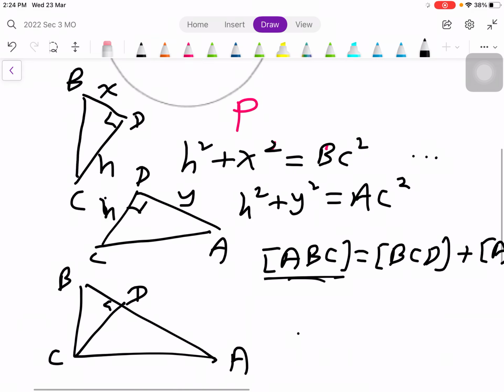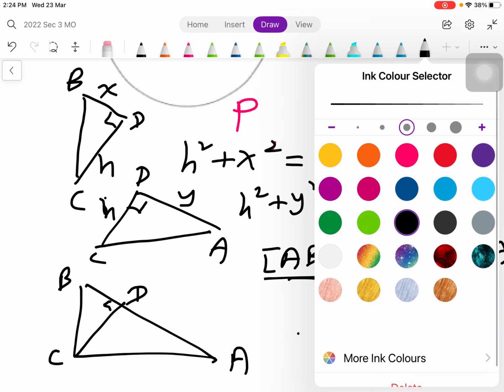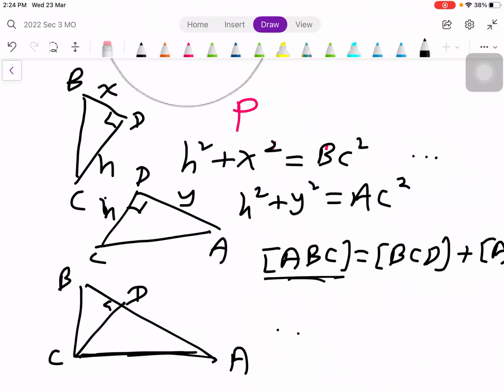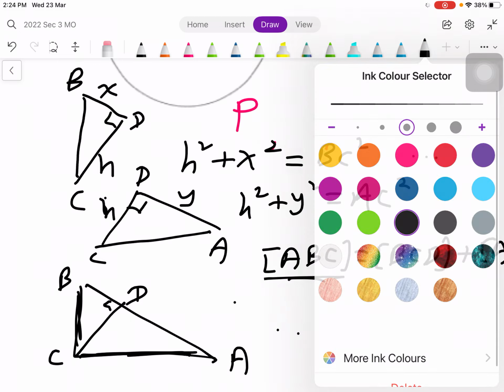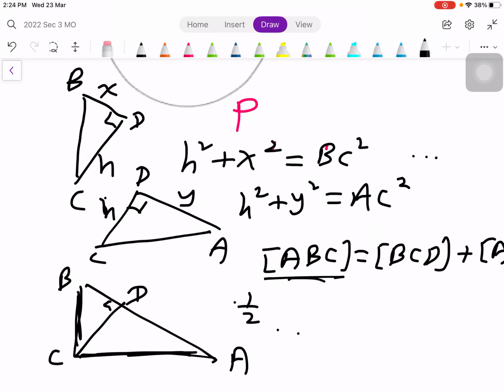Can I shift back a bit? The area of this triangle will be just this base AC multiplied by BC. All right, therefore, can you see that this is basically half square root of h squared plus x squared, and then multiplied by square root of h squared plus y squared? That would be the area of the triangle ABC, right?